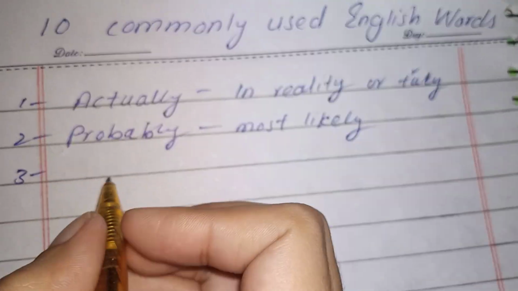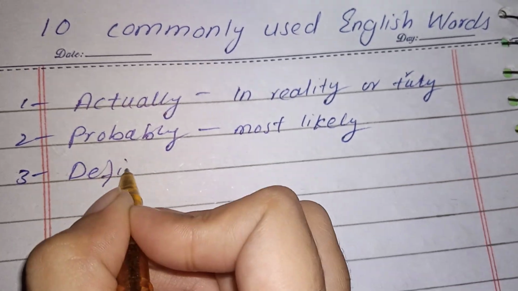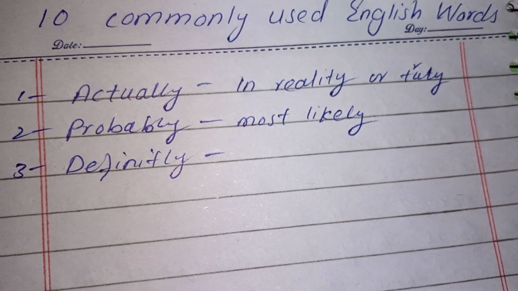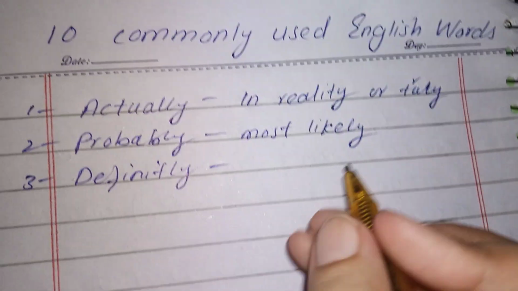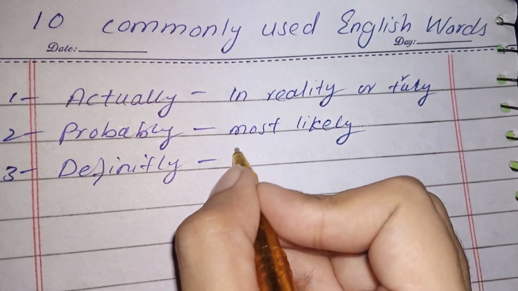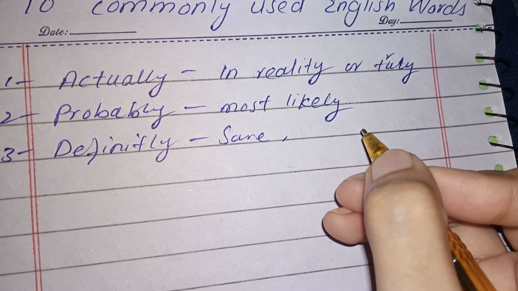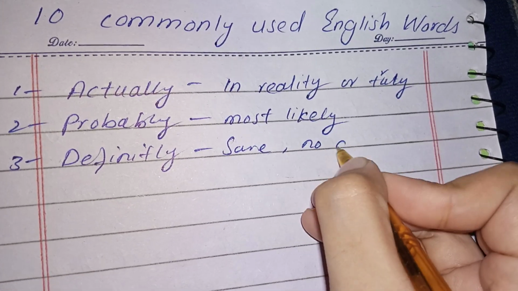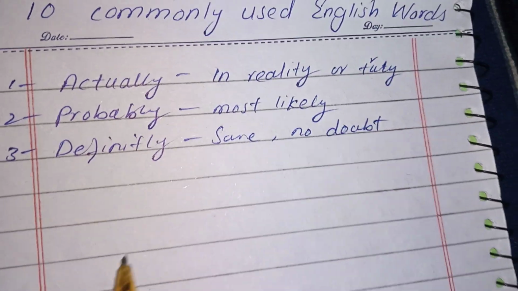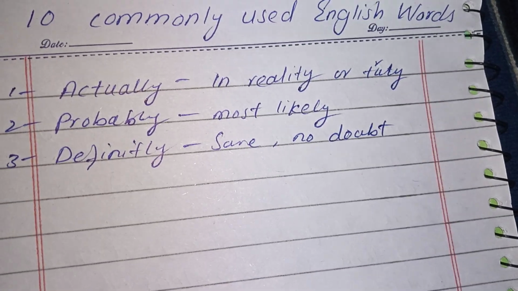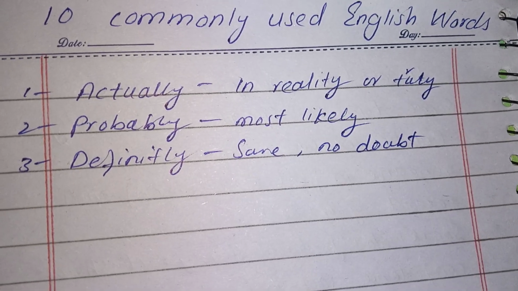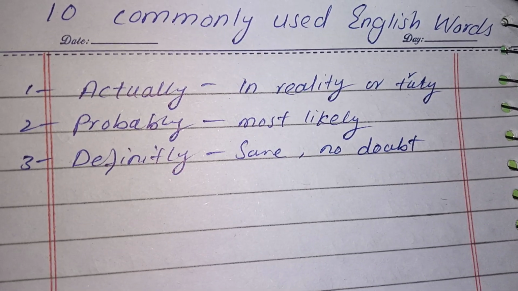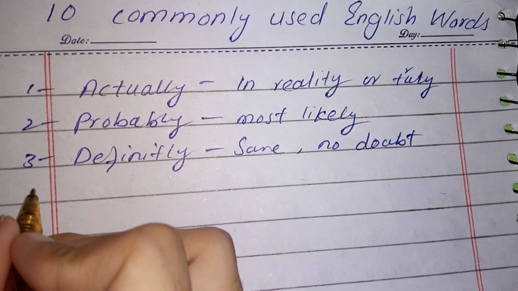Now the third one is definitely. Definitely means certainly, where you are without any doubt, when you're sure. You can say sure, and you can say no doubt. Okay, so we can make the sentence: she will definitely win the match. When you're sure about something.